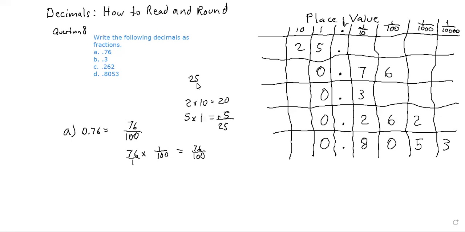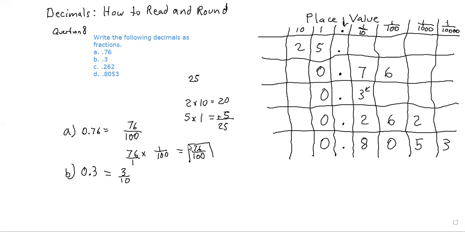We can just write the number in our place value table, look at the place value of the last digit, and then write that whole number over that last place value. So let's do letter B. They give us 0.3. What's the place value for this? It is 1/10. So it's going to be 3 over 10, because that's 3 times 1/10, or 3 over 1 times 1/10, which gives us 3 over 10.